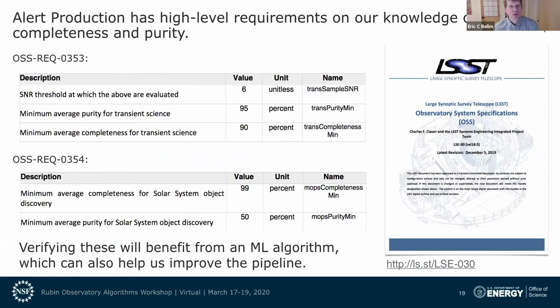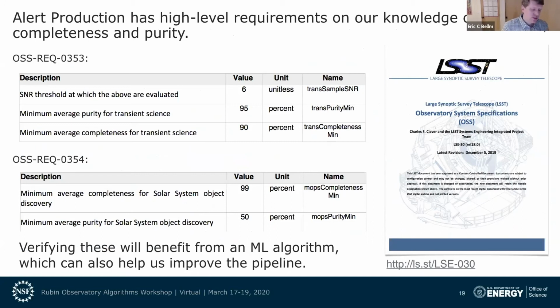We have some high-level requirements on completeness and purity, and these are at signal to noise of 6. For transient science, we have to achieve 95% purity and 90% completeness. And for solar system processing, we bump up the completeness to 99%, but allow the purity to drop to 50%. And so along with the 60-second latency requirement, these are really the driving requirements that my team is focused on.